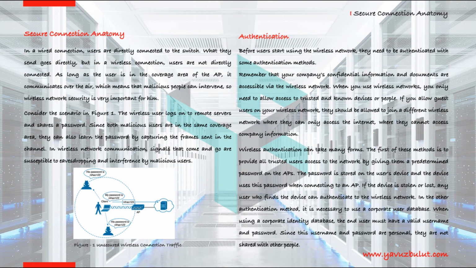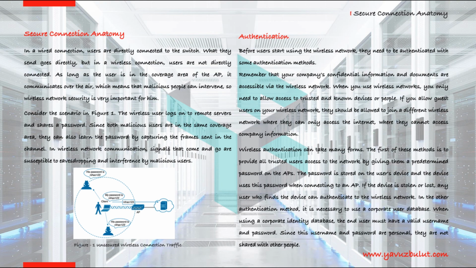Now let's talk about authentication first. Users need to be authenticated with some authentication methods before they start using the wireless network. Remember that your company's confidential information or documents can be accessed through the wireless network. When you use wireless networks, you only need to allow access to trusted and known devices or individuals, and if you allow guest users on your wireless network, you must also allow them to join a different wireless network where they cannot access company information but can access the internet.